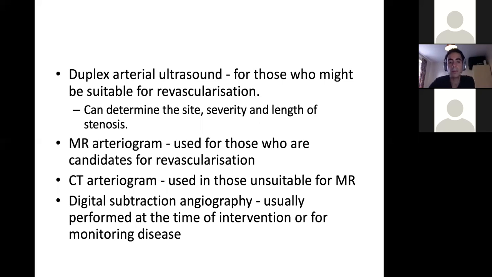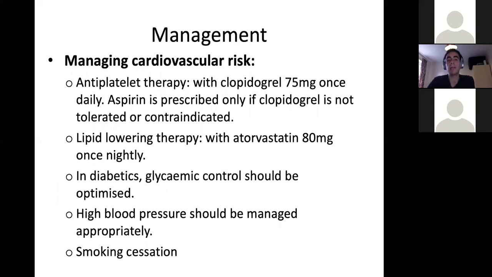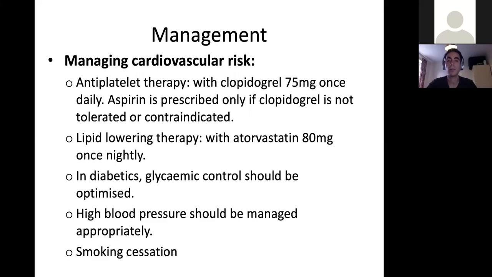And again, the management is threefold. First is the management of the cardiovascular risks. So as we've mentioned, the risk factors. An antiplatelet, particularly clopidogrel, is the first one of choice. If not tolerated, you go to aspirin. Lipid lowering therapy, and that's the high dose, so 80 milligrams of atorvastatin. Then there's management of glycemic control, blood pressure control, and lifestyle choices, like smoking and physical activity.